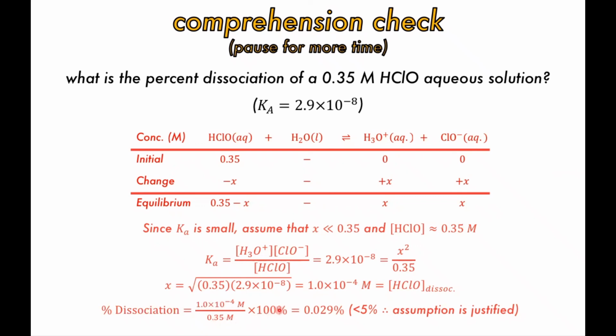And so the percent dissociation is equal to 1.0 times 10 to the minus 4 molar over 0.35 molar times 100%, which gives us 0.029% dissociated, very, very small. That's less than our 5%, so our assumption is justified.